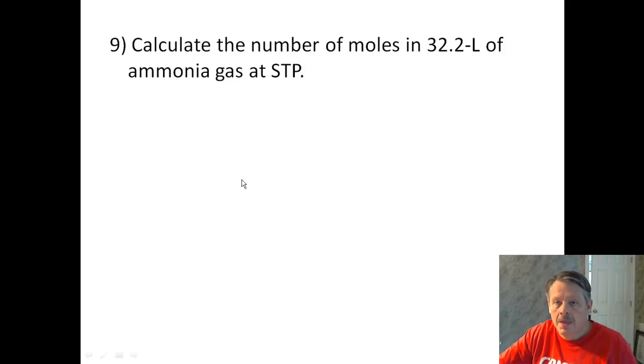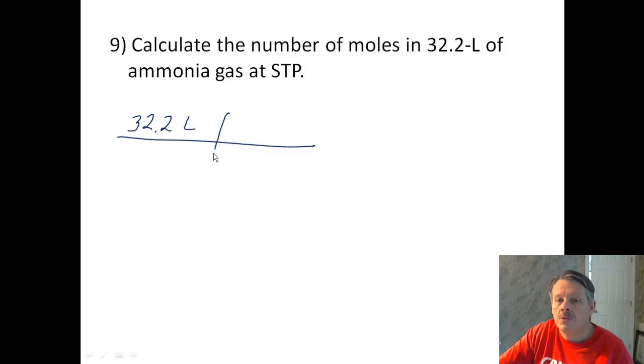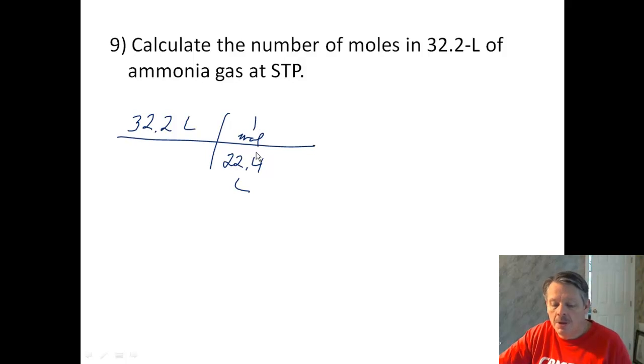All right, how about if I start with 32.2 liters? Well, 32.2 liters, I have to get rid of liters, so liters goes on the bottom and moles goes on the top. The fact that it's ammonia gas makes no difference because it's any gas. And so I take the 32.2, I divide by 22.4, and I come up with 1.44 moles of ammonia.